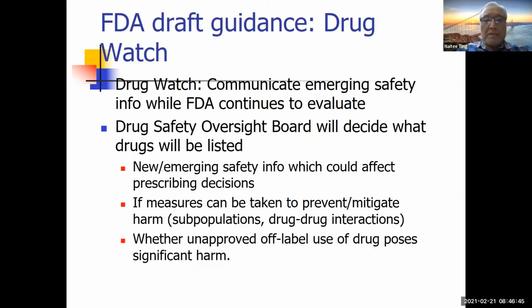And there's other ICH E guidance. And of course, FDA has the Drug Watch. Drug Watch communicates emerging safety information while FDA continues to evaluate the drug. And the Drug Safety Oversight Board will decide what drugs to be listed. They're following up on the new or emerging safety information, which could affect prescribing decisions, whether measures can be taken to prevent or mitigate harm, and whether an approved off-label use of a drug poses significant harm. So these are a lot of thinking from the post-marketing point of view.